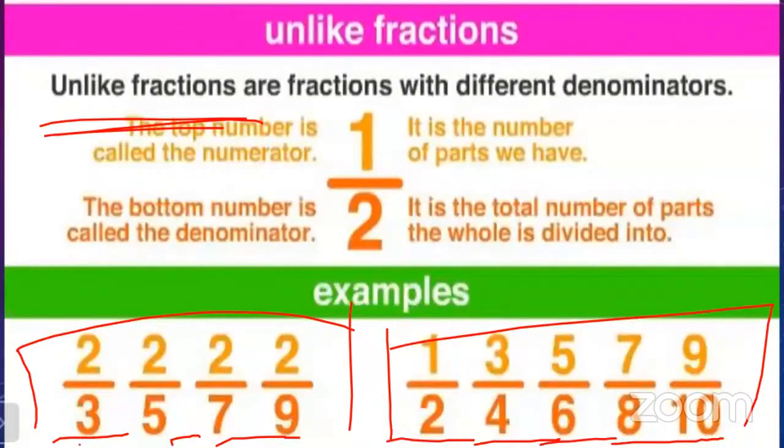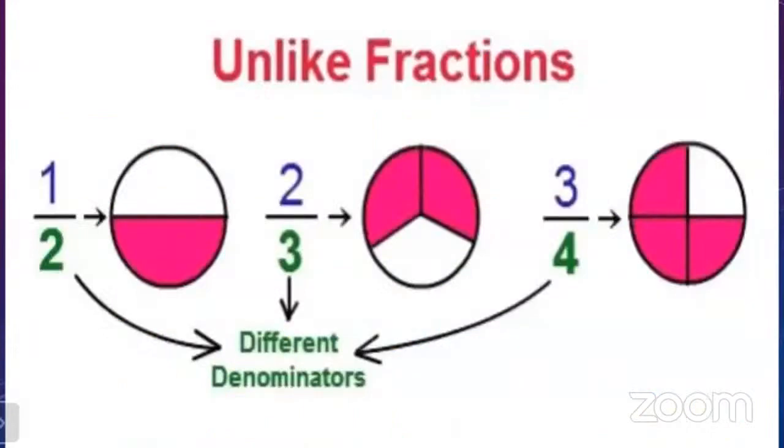So we understood equivalent fractions, like fractions, and unlike fractions. Here is also given one example of unlike fractions. Look at the different denominators. Here this figure is 1/2, so 2 is the denominator, 1 is the numerator. This figure is divided into 3 parts, with 2 parts colored, so 2/3. The denominator is 3. Here also the figure is divided into 3 parts, 2 shaded, 2/3. Then 4/3. The denominator is different.